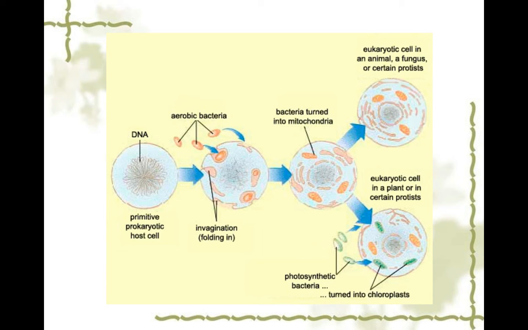Right? So we start with a primitive prokaryotic host cell, and then a small, in this case, aerobic bacteria gets taken in, right? So it can do cellular respiration, and it stays in there. The cell doesn't digest it because it actually finds that it's useful because it can get energy. So over time, that bacteria turns into a mitochondria. And then if that cell then takes in a photosynthetic bacteria, which can do photosynthesis within that cell, those will turn into chloroplasts. So in this way, the eukaryotic cells started to evolve by engulfing other smaller prokaryotic cells.